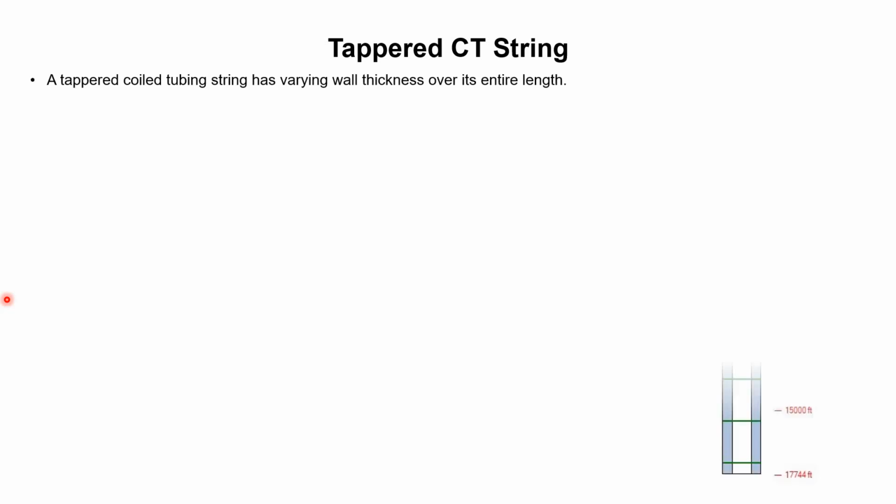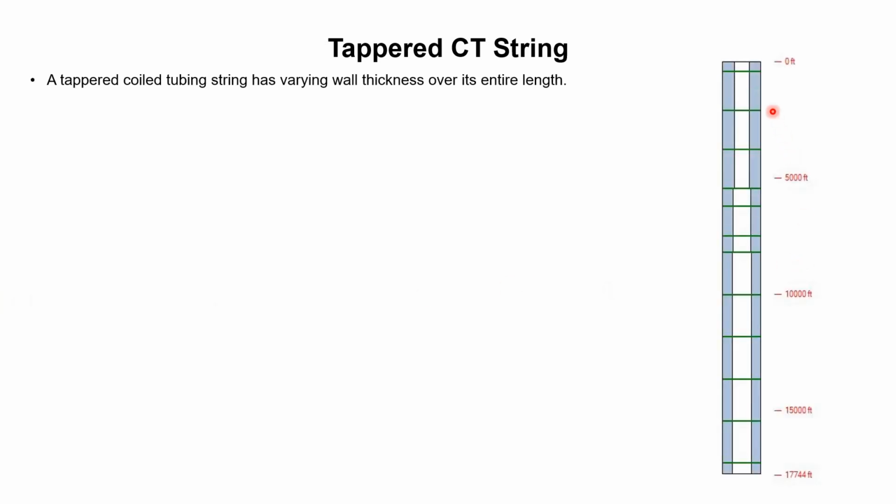Hopefully you can understand that the coil tubing string which has different wall thickness is basically a tapered coil tubing string. Here we have this picture which is explaining this taper string. If we see just this one, it has different wall thickness. At the start its wall thickness is more. More wall thickness means less ID. You can see here the ID is less. Then its wall thickness has been reduced, so its ID has been increased.